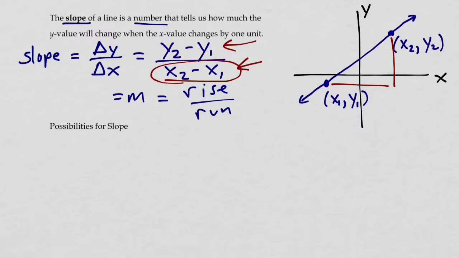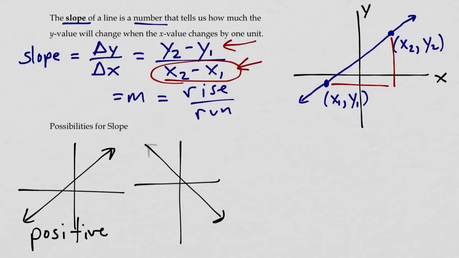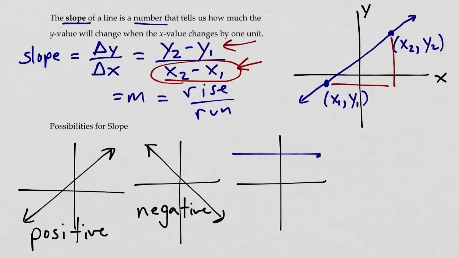So thinking about slope, there are a few possibilities. Slope, again, is a number. If our line is going up from left to right, that number is going to be positive. If the line is going down from left to right, the number that represents slope is going to be negative. And if the line is simply flat, as we look at it from left to right, if it doesn't go up or down, we end up with a very special type of line. It's called a horizontal line. And for a horizontal line, the slope is going to equal 0.